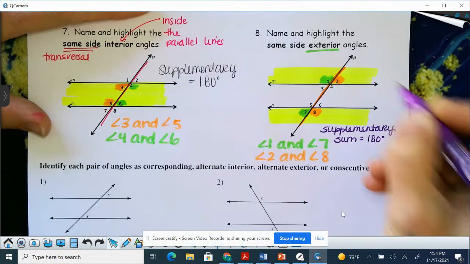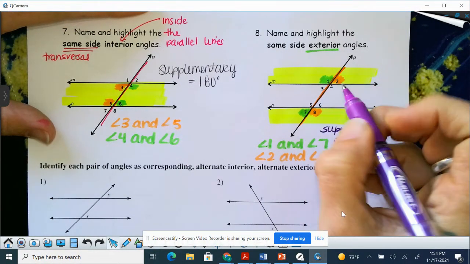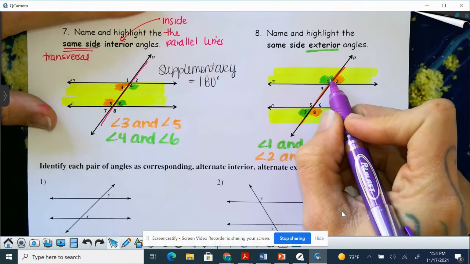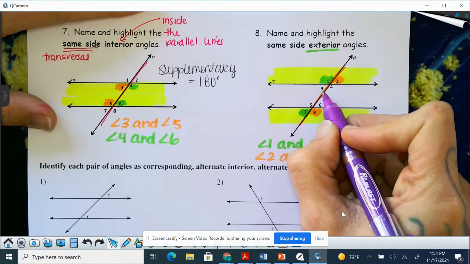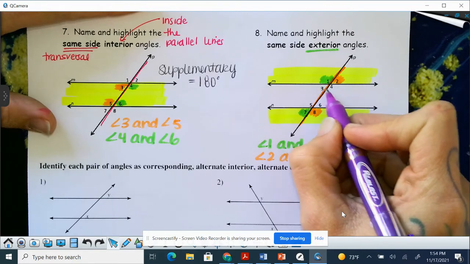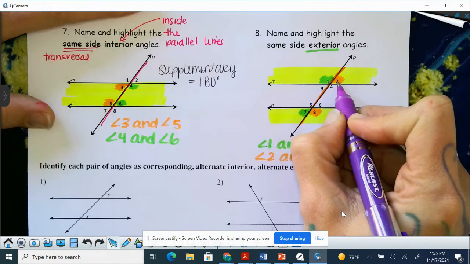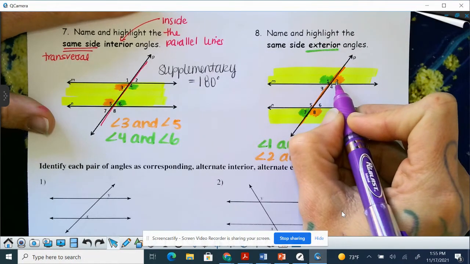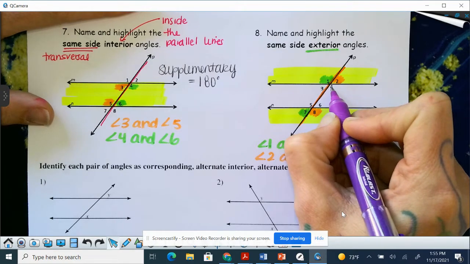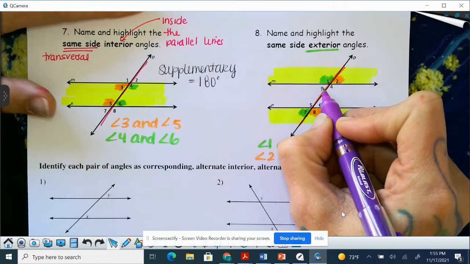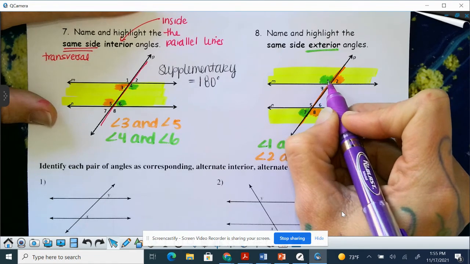Now remember, 2 and 4 are a linear pair. 1 and 2 are a linear pair. 1 and 3 are a linear pair. And 3 and 4 are a linear pair. So 1 and 2, if I add them together, should give me 180. So they're also supplementary. 2 and 4, if I add them together, should give me 180. 4 and 3, if I add them together, should give me 180. And 1 and 3, if I add them together, should give me 180.